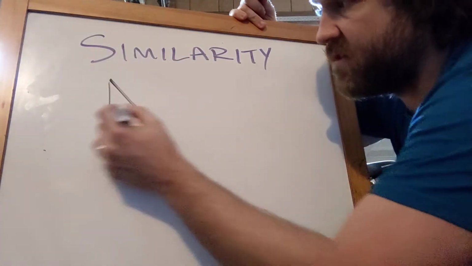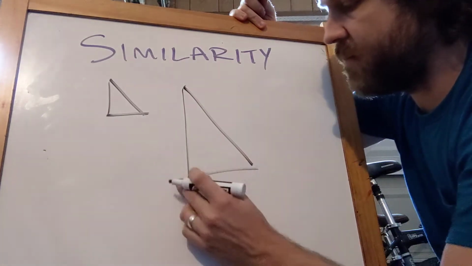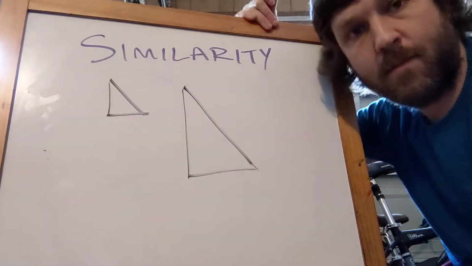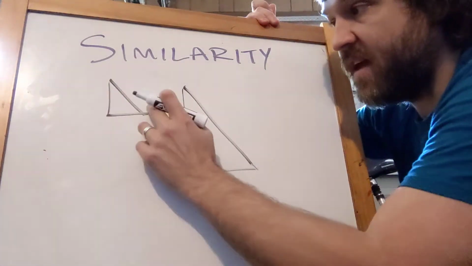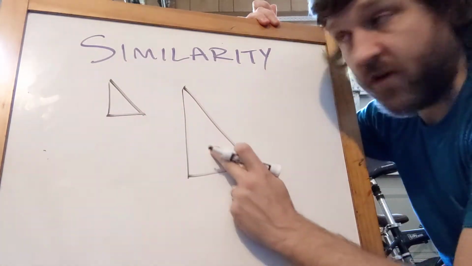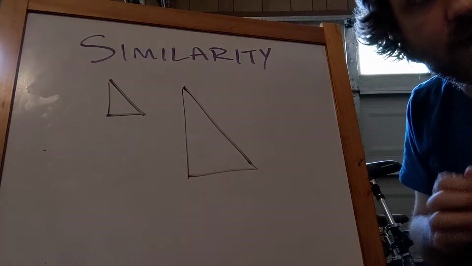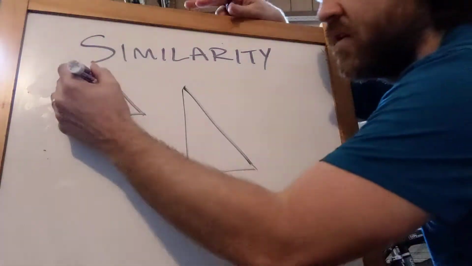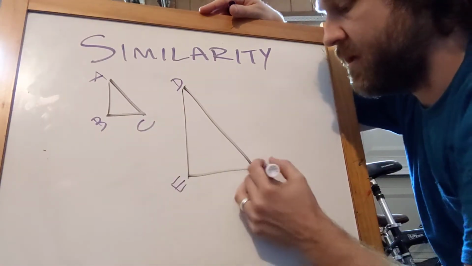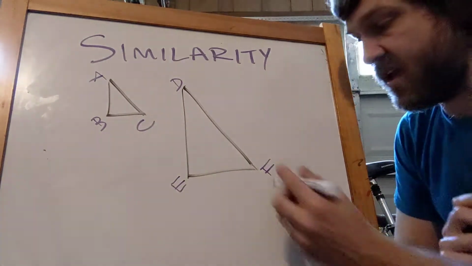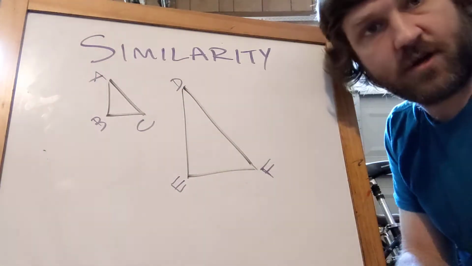I have these two figures, for instance, and they are not the same size, but they are the same shape. So in other words, this is like an enlarged version of this shape over here. Okay, so we'll call this first shape A, B, C, and we'll call this D, E, F. And so we'll just say that A, B, C, and D, E, F are similar to each other.